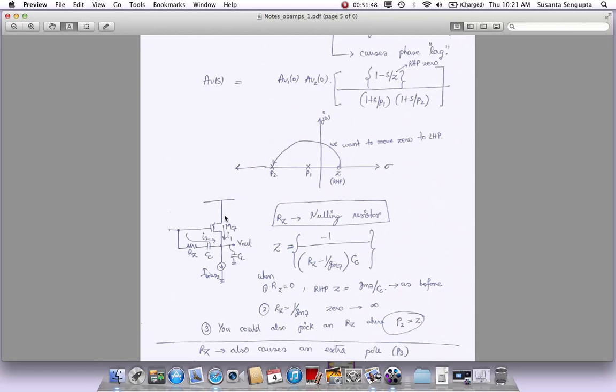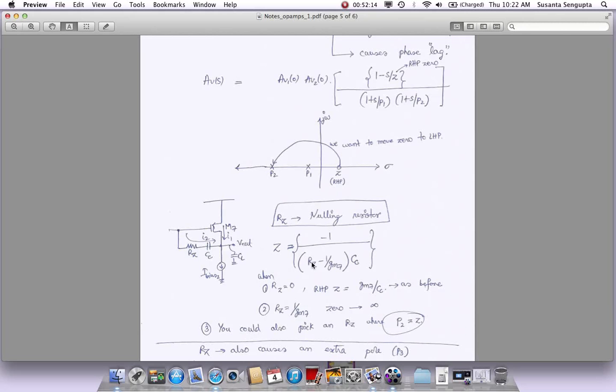We have two current components, I1, which is GM times this V here. Now if this is V and this is V out, this is also going to create a current, and then if you solve the two currents and come to the expression for the 0, you will get an expression like this. The 0 will be minus 1 over some R times CC. And this R has become RZ minus 1 over GM7. This is what you will find out.